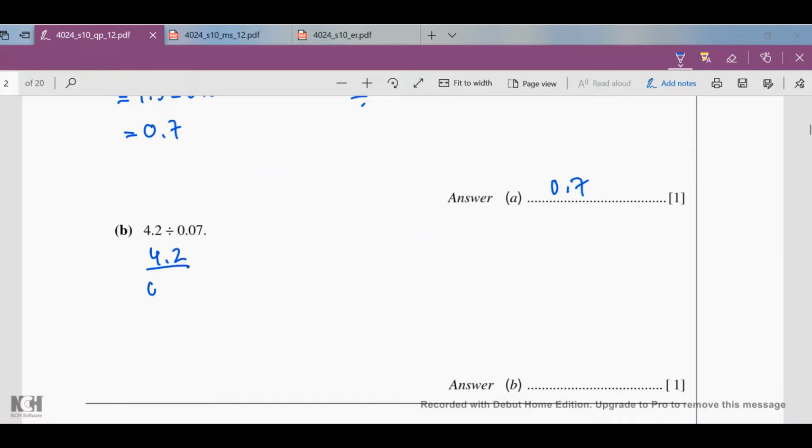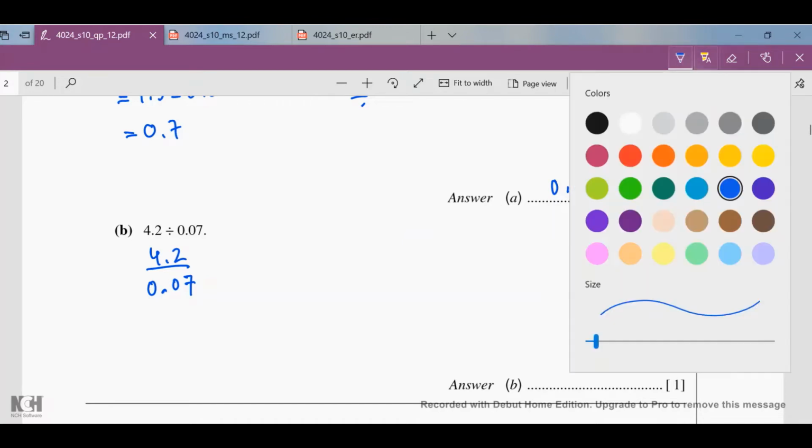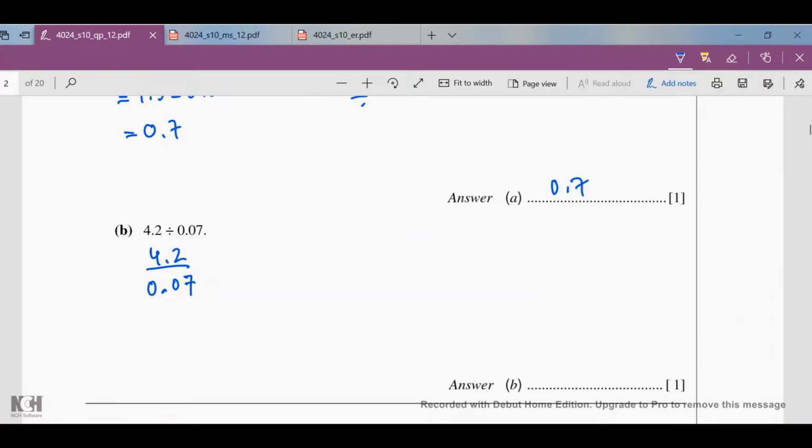4.2 divided by 0.07. Okay, in this decimal number we have just one number after the decimal, and here two numbers after the decimal. So we can write one more zero here. When we have two numbers after the decimal in both, then we can remove the decimals. So 420 divided by 7, 6 times, and then 0, and 60.